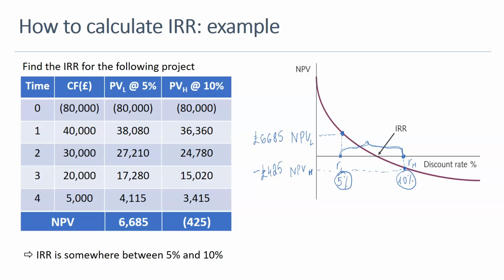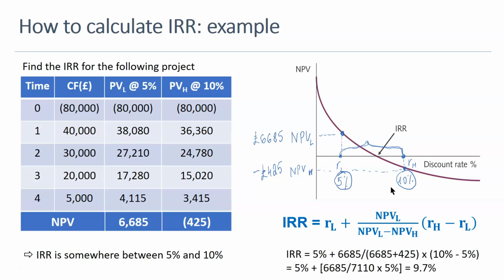In order to find the approximate number, we simply plug in the values which we've used in our calculation into the formula. Chosen rate of return is 5%. Net present value calculated at this low rate of return is 6,685. The denominator again uses the same figure, and we need to subtract net present value calculated at the high interest rate, in other words, minus 425. Minus and minus will give us a plus, so we have a plus 425 here in the denominator. And we also need to multiply by the difference between high and low chosen interest rates, 10 minus 5%.